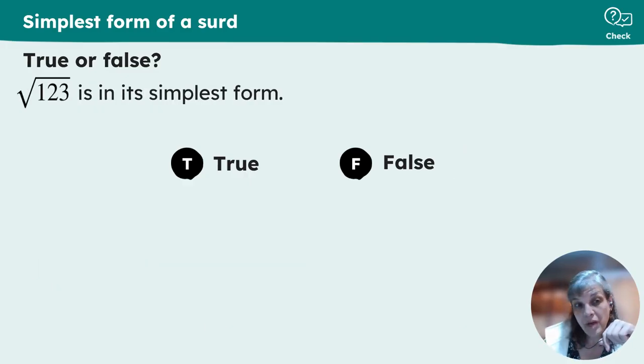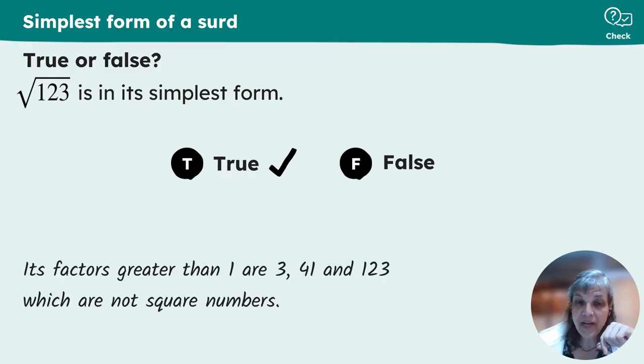What about root 123? Is that simplest form? Pause the video and think about it. This one is actually in simplest form, because although it has a few factors, 1, 3, 41, 123, there's no factors of it that are square numbers. And probably you had to use your calculator or something to figure that out for sure.